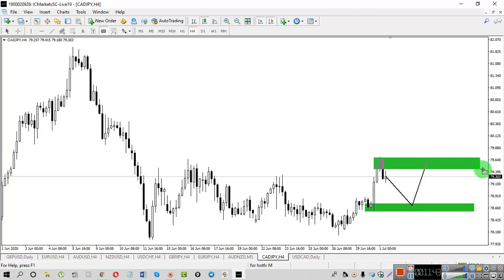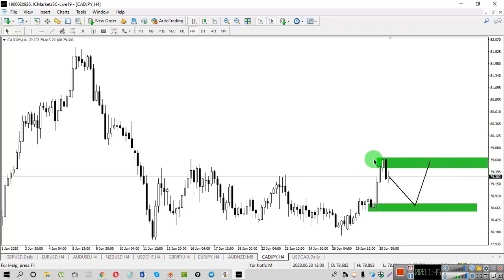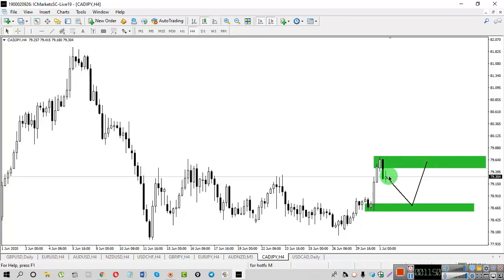We have a supply zone here, rally base drop. So we have a supply zone here, and our final target should be this supply zone.